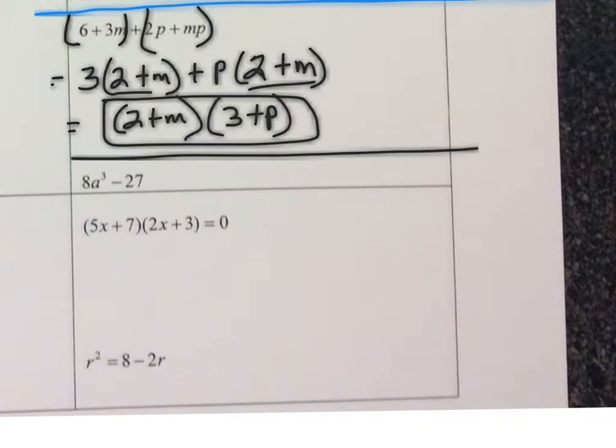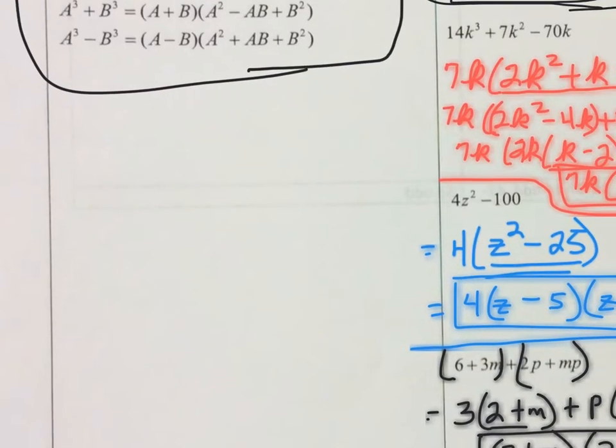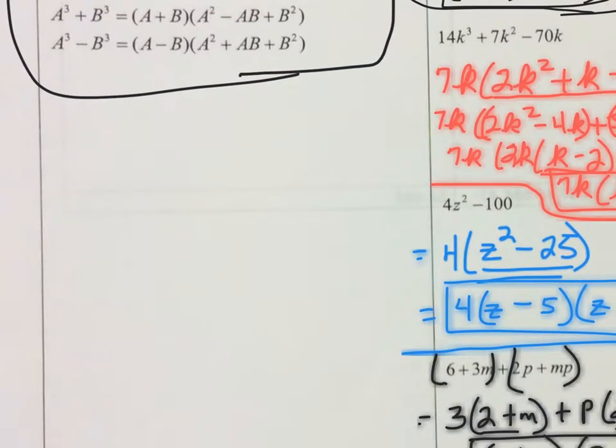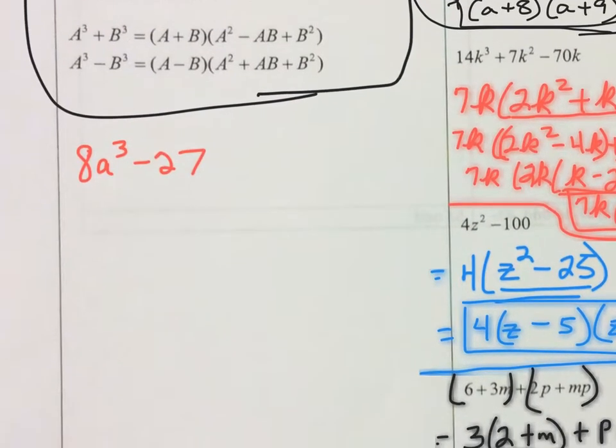So you're sure to see a few factoring by grouping problems on your test. Okay, that leaves us this guy down here, but I'm kind of out of room over here. So I think I'll go back up here and do it. It was 8a cubed minus 27. This is the last type of factoring that we learned.